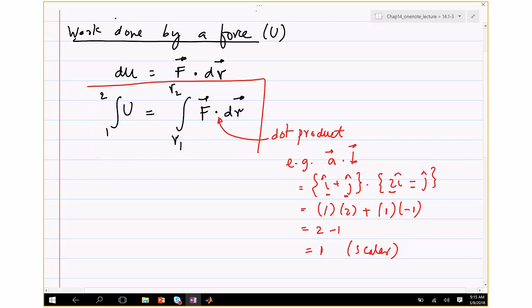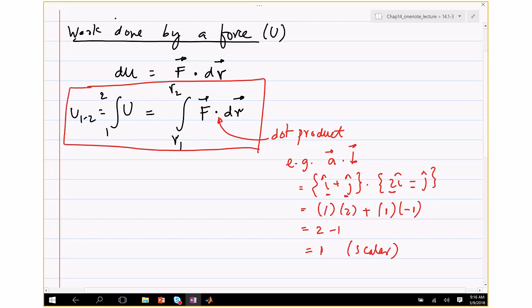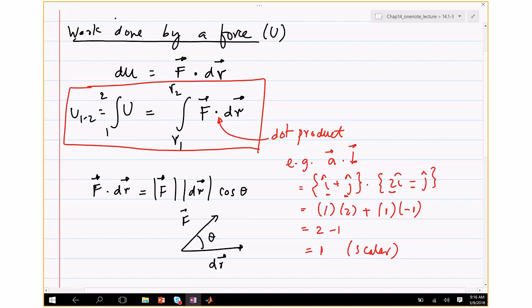Well, let me write this as U12. Okay, this is the work done in moving an object from 1 to 2. The other way in which you can interpret F dot dr is from the definition of the dot product. F dot dr is the magnitude of F, the magnitude of dr, and the cosine of the angle between F and dr, right? This is F, this is dr, then the cosine of the angle between the two gives you the magnitude.